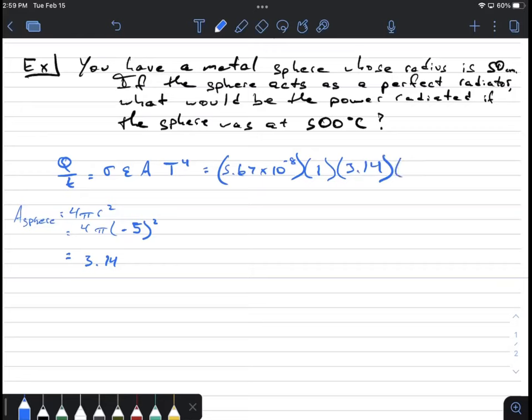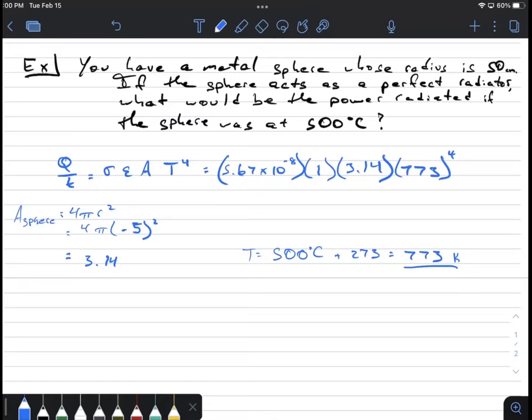Well, I'm told the temperature of the sphere is 500 degrees Celsius, but Celsius is bad units now. So now I have to convert temperature. 500 Celsius. How do I make it Kelvin? Well, remember the conversion. The temperature in Kelvin is whatever it is in Celsius plus 273. So I just add 273 to this number, and I get 773 Kelvin as a temperature. So 773, and this is raised to the fourth power. And now I have my equation.